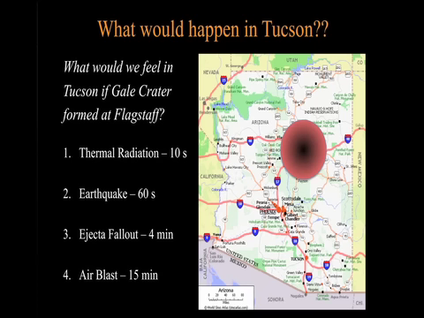So you can see the FLA of Flagstaff there. So this would literally take Flagstaff off the map. But what would we feel down here in Tucson? Well, the order of play: 10 seconds after the impact here, we would get the thermal radiation hit us. 60 seconds after impact, we're going to get a really big earthquake. If you survive that, you will then be rained on by rocks 4 minutes later. And then 15 minutes later, you get the air blast. Now, this is not going to be that lovely 1.5 miles per hour breeze that Meteor Crater would have created.